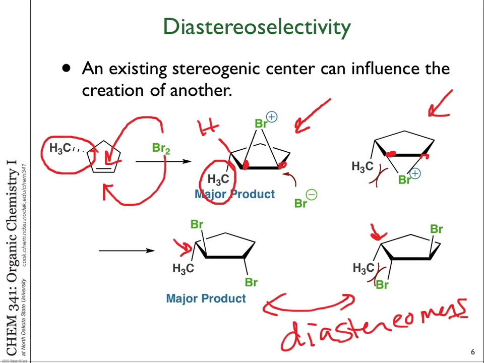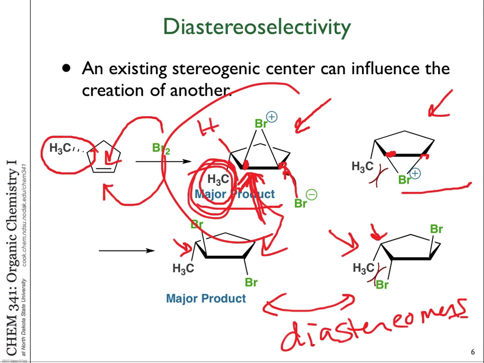And so we get a selectivity. We have a major product and a minor product. And then either of these could go on to form the bromine adding on this side or this side. That second step also is influenced by the group which is attached. It's more crowded or higher energy to add on the left for this bromide than it is onto the right. So we would expect this to be the major product from that compound and this to be the minor product from that intermediate.